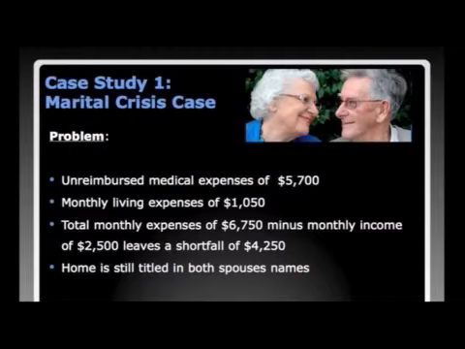Okay. All right, I'm going to give the problem with it now. And I'm going to write these down while you talk, Bob. So now they have, from the situation we're talking about, unreimbursed medical expenses of $5,700, monthly living expenses of $1,050. That's a total of $6,750, less monthly income of $2,500, which leaves a shortfall of $4,250. That's correct. So figure it out for us.